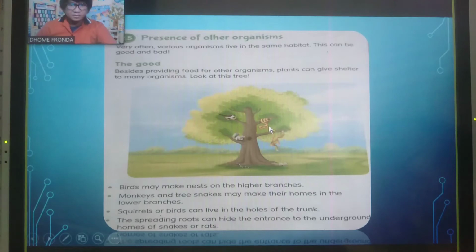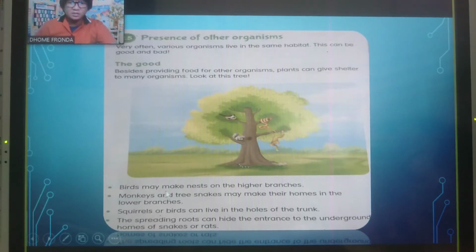Okay, this one is presence of other organisms. Very often various organisms live in the same habitat. This can be good and bad. So we go first to the good one. You can see the animals here at the trees. The good: besides providing food for other organisms, plants can give shelter to many organisms. Look at this tree.